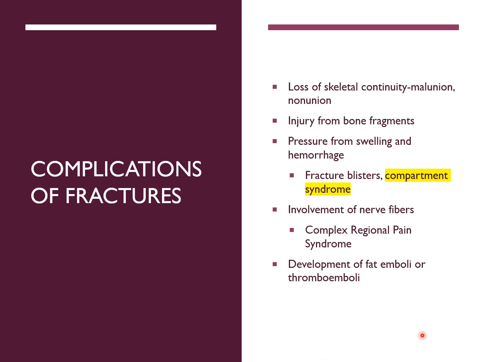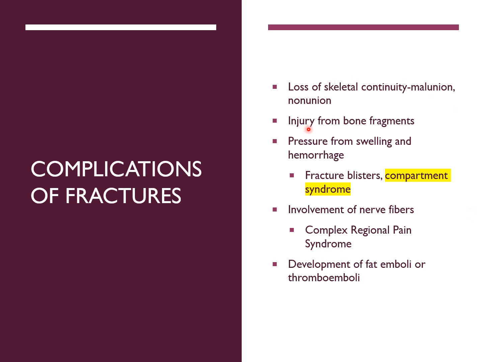So, some complications of fracture. The first one is loss of skeletal continuity, which we refer to as either malunion or non-union, where the bone itself heals, but we didn't have complete union of the two ends of the bone, so we heal with some sort of deformity at the bone itself.